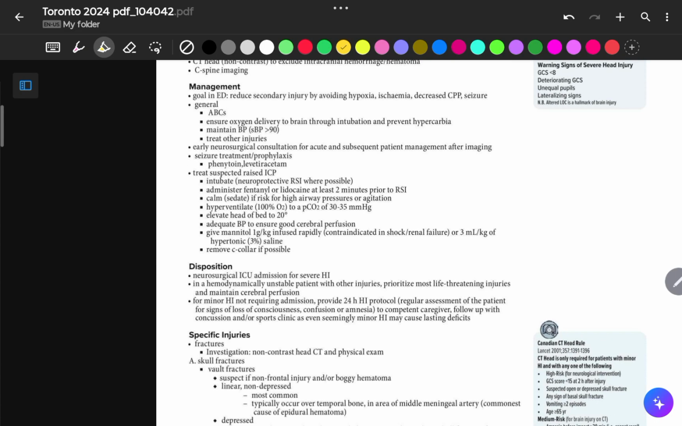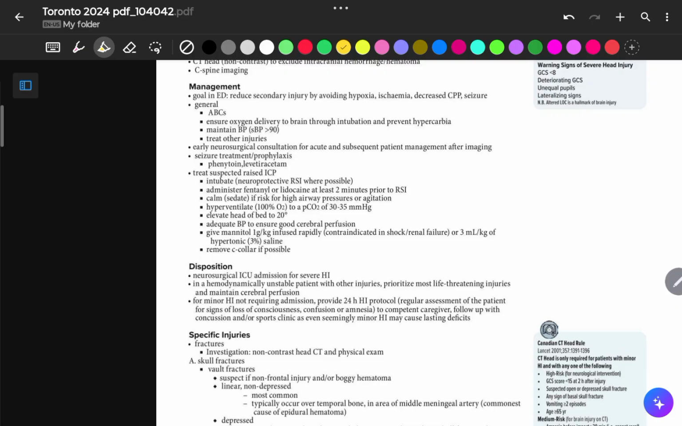So basically, in general, it's ABC. You need to ensure they're having oxygen delivery to the brain through intubation and prevent hypocapnia. Right? Obviously, low GCS, you need to intubate. Okay? Try and maintain the blood pressure. Right? Sometimes if you have given fluid, you don't want to continuously give fluid because of the complications of that. So you're going to maybe give them vasopressors. Okay. So treat other injury.